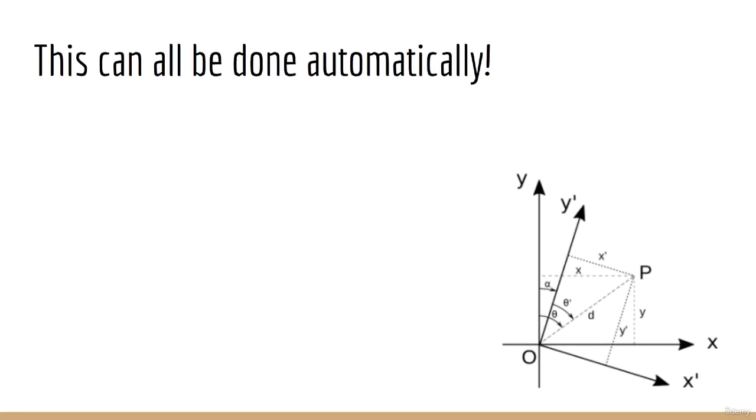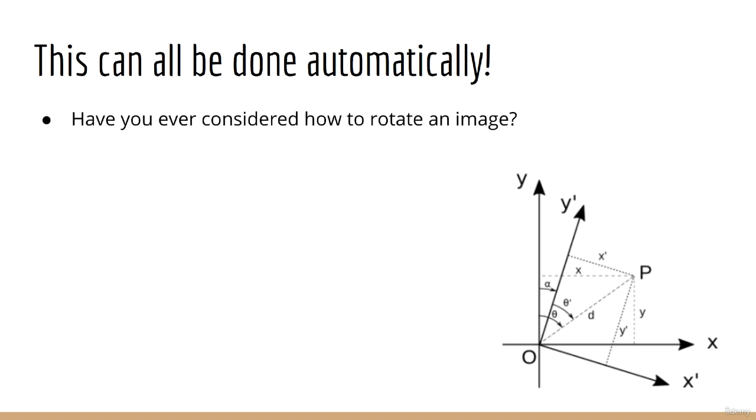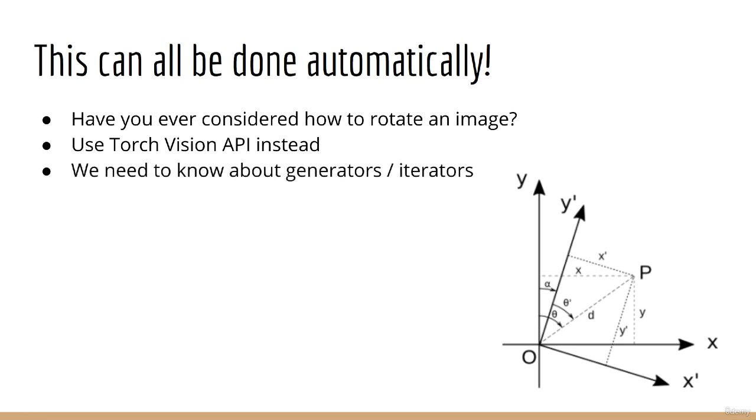Luckily, none of this work is work you have to do yourself. Have you ever considered how to rotate an image? Well, it's not as straightforward as it sounds. Instead, we can use the Torch Vision API to do all this work for us. To understand how it's going to work, we have to discuss the concept of generators and iterators. For the purpose of this lecture, we won't really differentiate between the two.